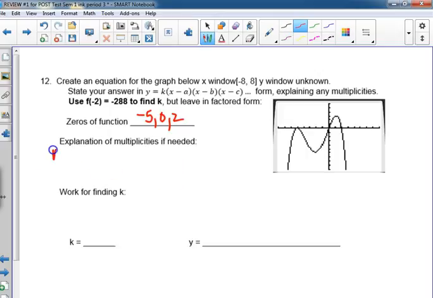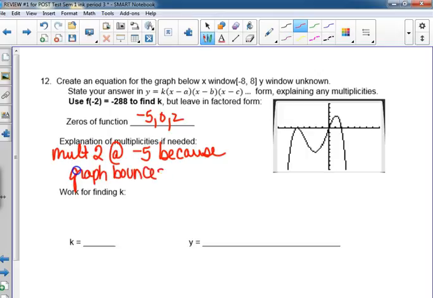Multiplicity 2 at negative 5 because the graph bounces off the x-axis. Doesn't cross. Good. Something like that. Reminder, on tomorrow's and Friday's tests, if it says explanation or explain or why, it's worth points. If you leave it blank, you're going to lose points, okay? Yeah, it can be pretty straightforward. You don't have to write a complete sentence or paragraph or anything.